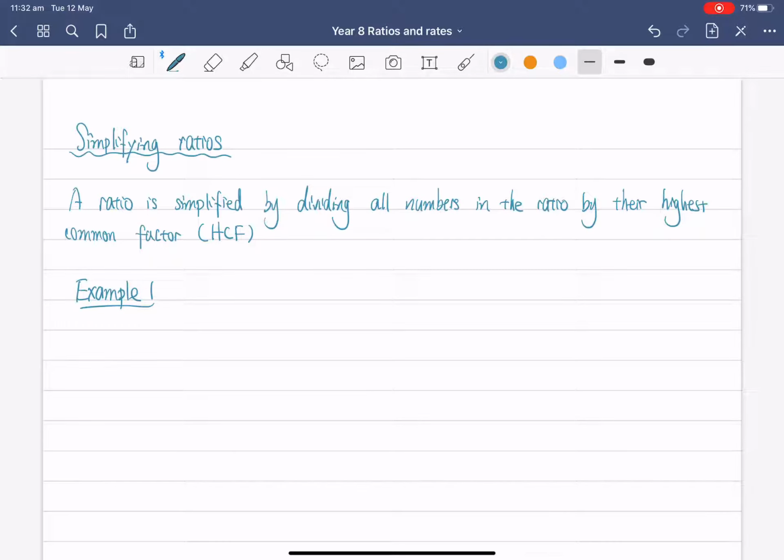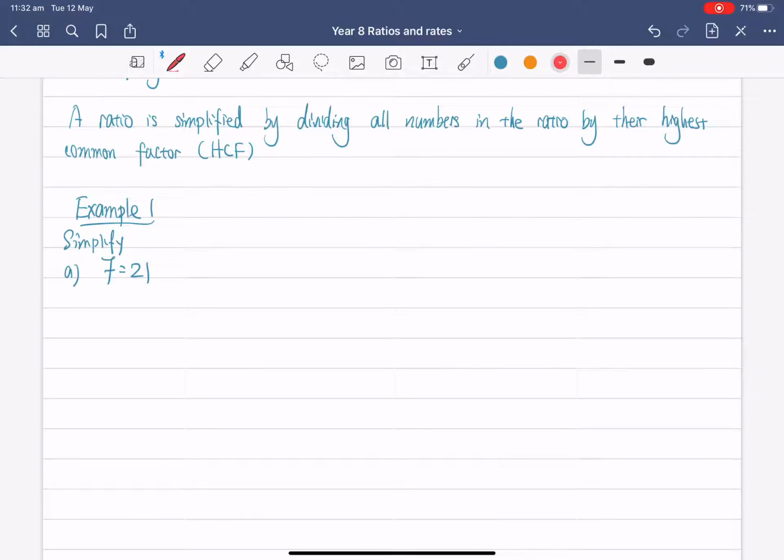Example 1. How do we simplify this? 7 to 21. Alright, so the way to do it is the same thing as what we did before. We need to simplify it using the highest common factor. So that just means we need to find out what is the highest common factor between 7 and 21. Well, luckily the highest common factor is equal to 7. So we're going to divide both numbers by 7. So therefore you are going to get 1 to 3. So 7 to 21 is equal to 1 to 3.